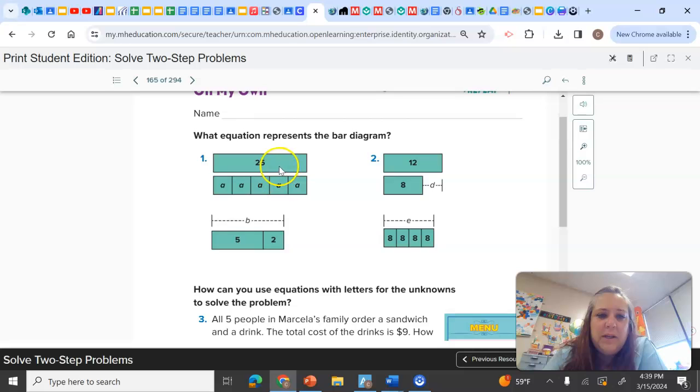So they have a set of bar diagrams here, and you're going to write an equation next to the bar diagram. So remember, if you know what the total number is, the long bar diagram, it's going to be a division equation. And if you do not know what the long bar diagram is, it's going to be a multiplication equation. So for number 1 and number 2, you're going to have a division equation and then a multiplication equation. So represent each of these bar diagrams, what equation represents them.